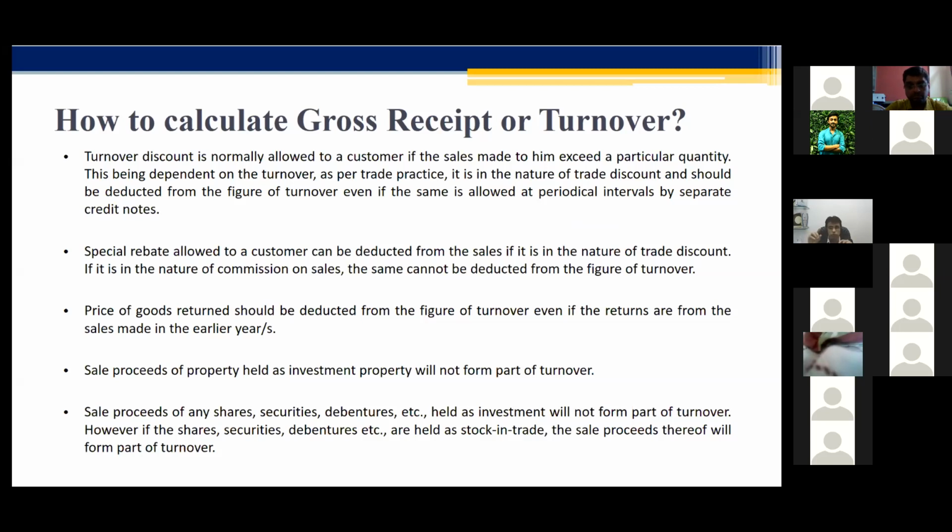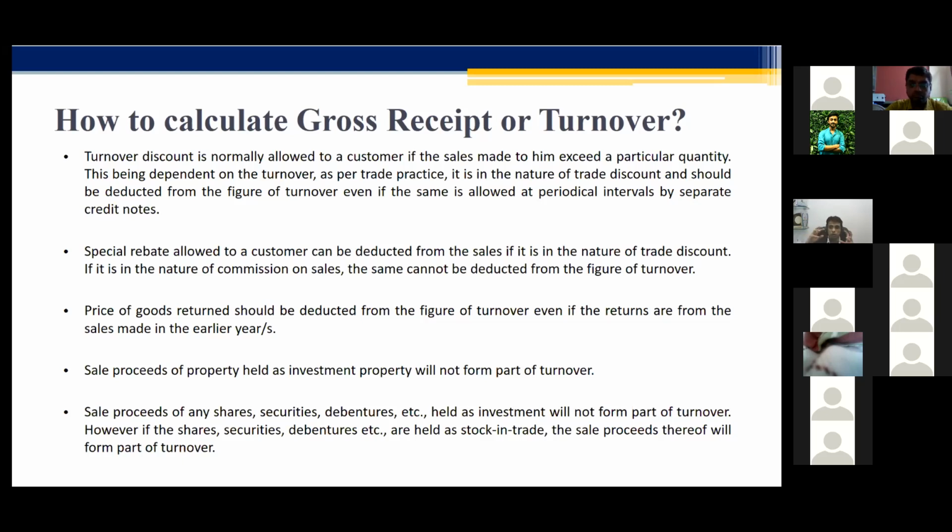For this, I think we should go to the erstwhile VAT law and the GST law also, which say that if at the time of making the sale the turnover quantity discount was known to the customer, you can reduce it from the sales. So a similar definition will apply as far as income tax is concerned also.